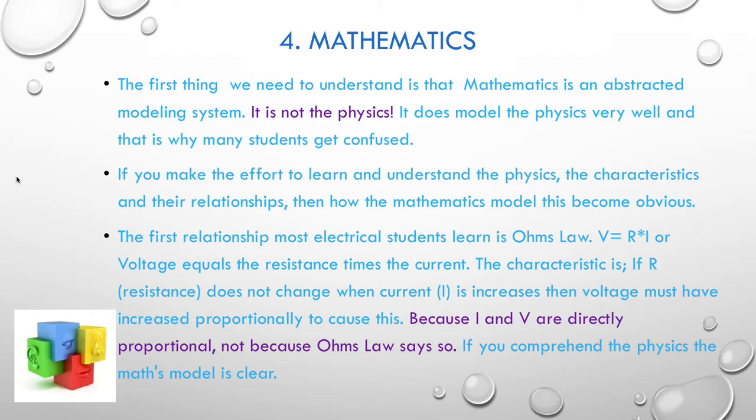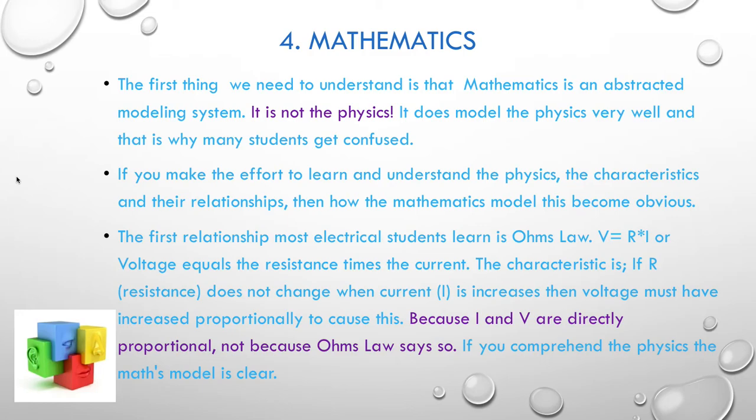The first relationship most students learn is one we call Ohm's law. That is, the voltage is equal to the resistance multiplied by the current, or the voltage equals the resistance times the current. The characteristic is, if R, resistance, does not change, then current I is increased, then the voltage must have increased proportionally to cause this. This is because I and V are directly proportional, not because Ohm's law says so.